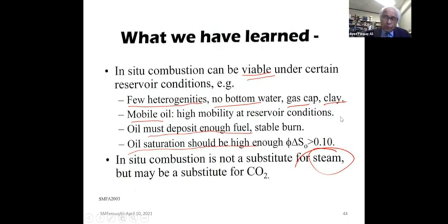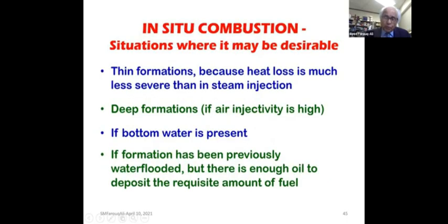So these are the situations where combustion may be workable. If the formation is too thin, if it is too deep, if there's bottom water. Now, you can make a success of combustion sometimes, not always, if there is bottom water. The question is, is the bottom water active? And how much is there? Is this a whole ocean or is this only 10 feet? So there are places combustion may be workable, maybe desirable even.